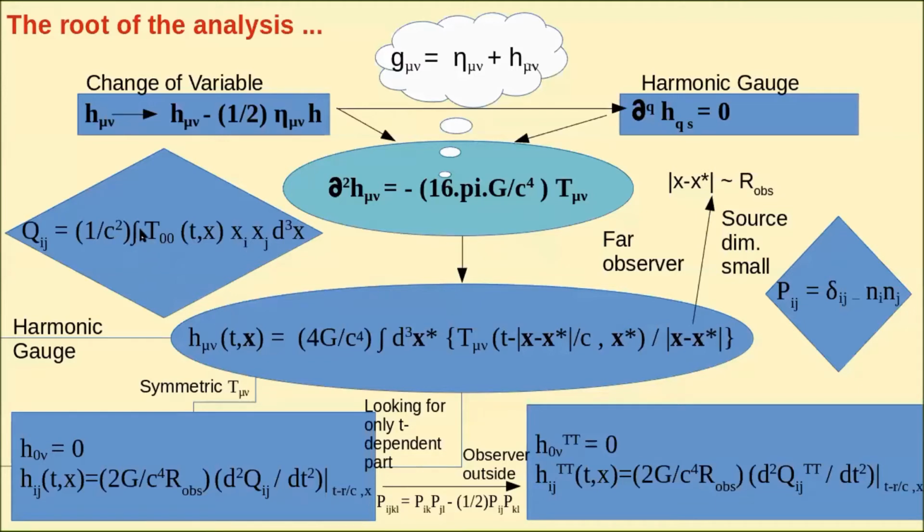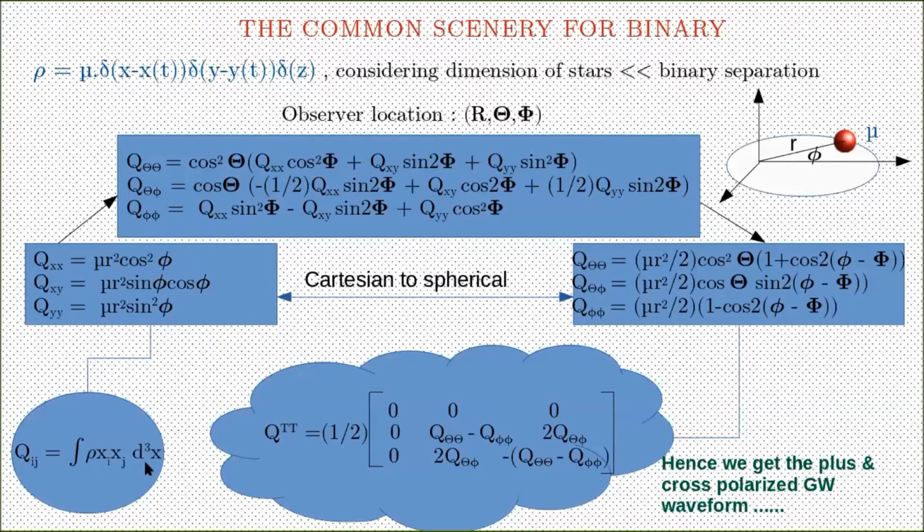So Q_ij equals the integral of rho x_i x_j d^3x. So here you can see this. In this x_i x_j, we can put the position of the system, and using the rho, we can derive the Q_xx, Q_xy, and Q_yy components. Because of delta z at z equals 0, there are no Q_zi components. So basically, these are the non-vanishing components.